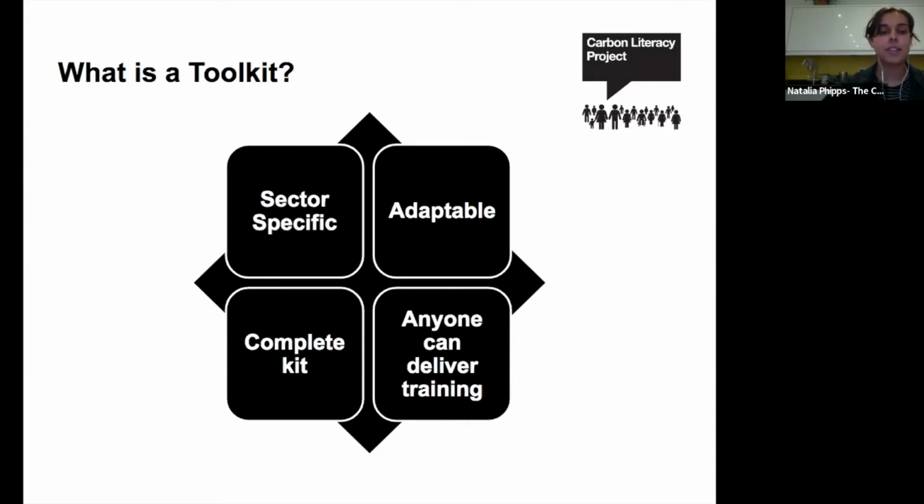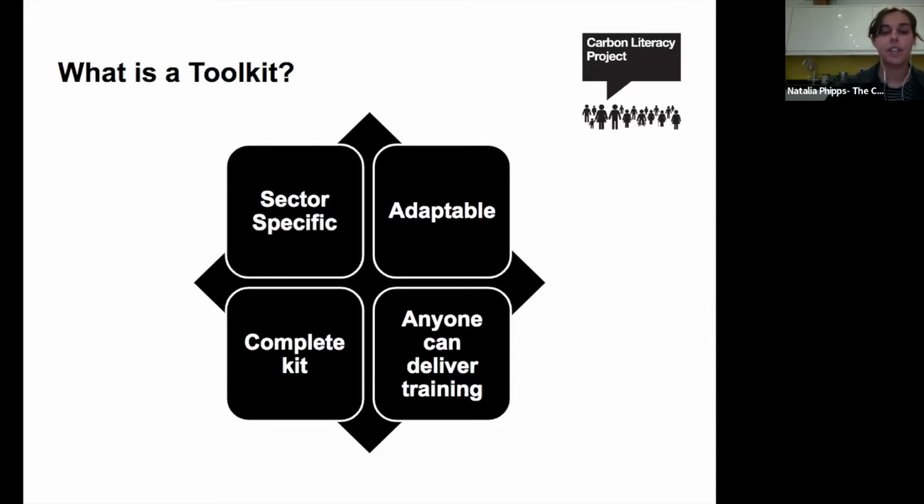So the toolkits are designed to be sector specific, and the development always includes representatives from the sector, and I'll cover this in a little bit more detail afterwards. This ensures that the materials cover the most important and relevant topics. They're customizable, so it still allows for tailoring, and you can put in your own case studies, but it means you've got that foundation and base to start from.